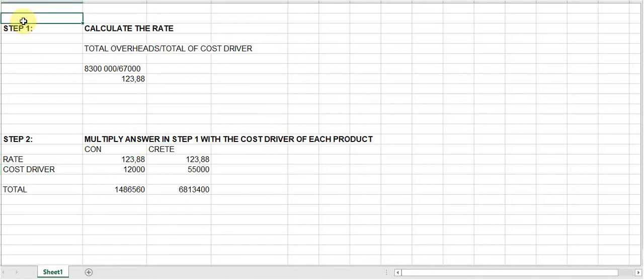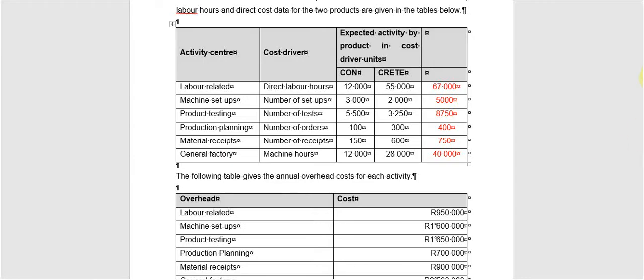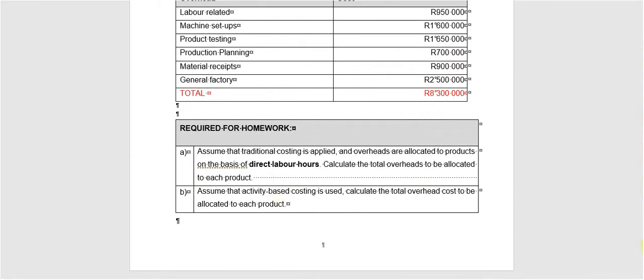The answer to number A, we need to take the sum of all the overheads and divide it among the products based on one specific cost driver, and all of it is allocated upon one cost driver. The second required part asks us that we need to apply activity-based costing.